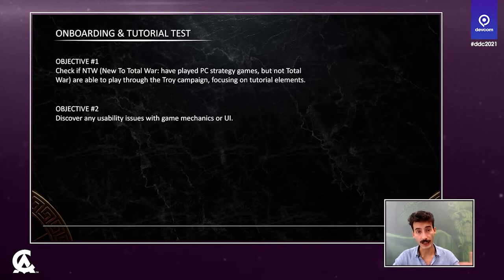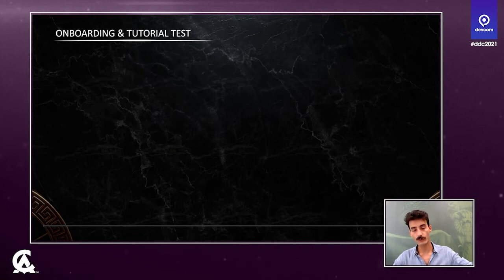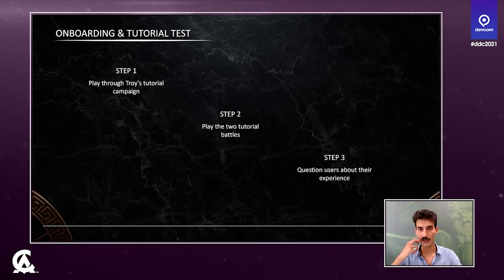So the candidates that we got for this test were all users who had no prior experience in Total War games. People went through a couple of steps in this test. The first one was that they had to play through Troy's tutorial campaign. Then they played the 2 tutorial battles that we had. And finally, our user research team asked them questions about their experience that they then used in order to compile the report.